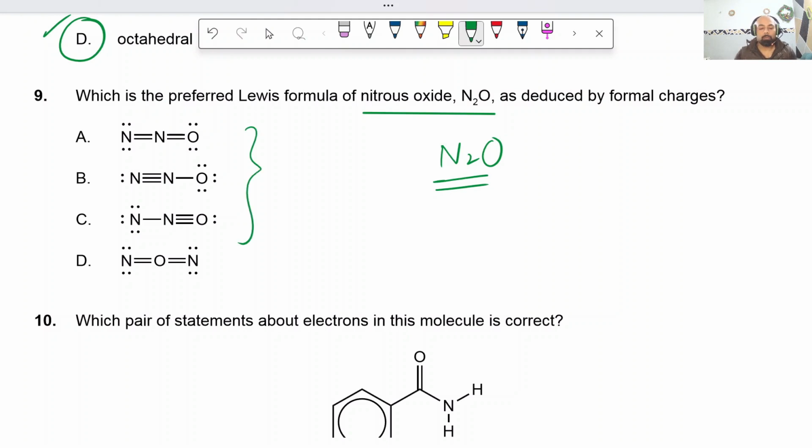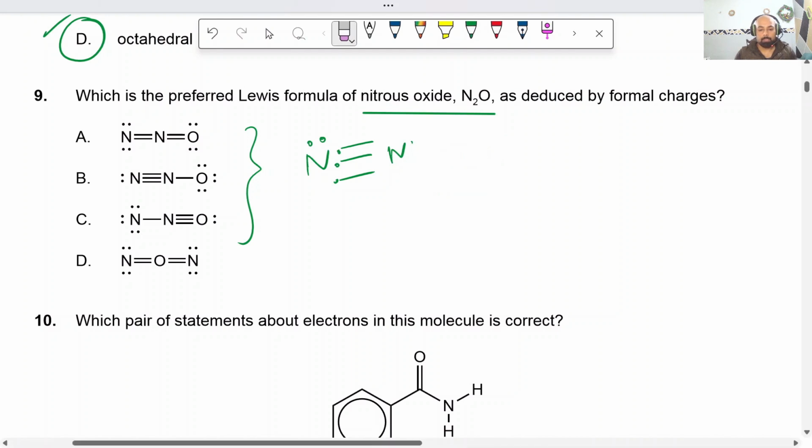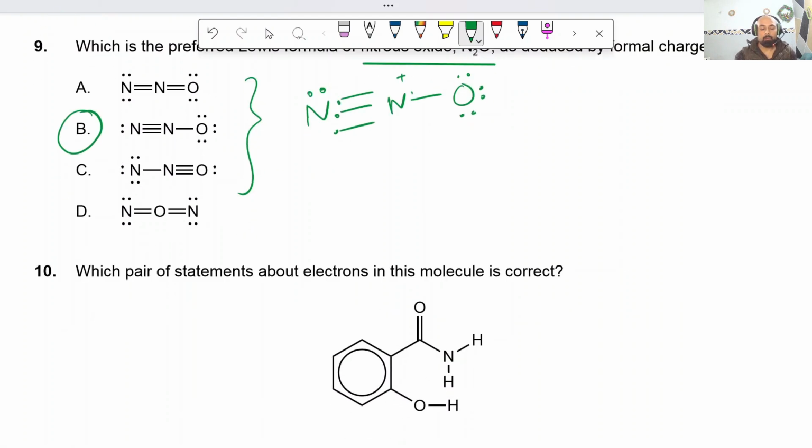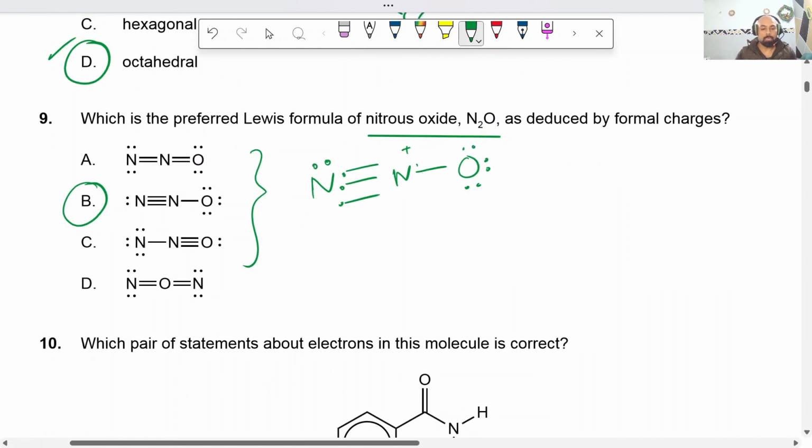Right? Now, we all know that nitrogen has 5 electrons in the outermost shell. And it can form a triple bond with the other nitrogen atom. And when it forms a triple bond with the other nitrogen atom, it will have a positive charge, and we have the oxygen atom with the 6 other electrons. So the most appropriate option out of all these options is B. Now, proceeding further, the remaining options are incorrect.